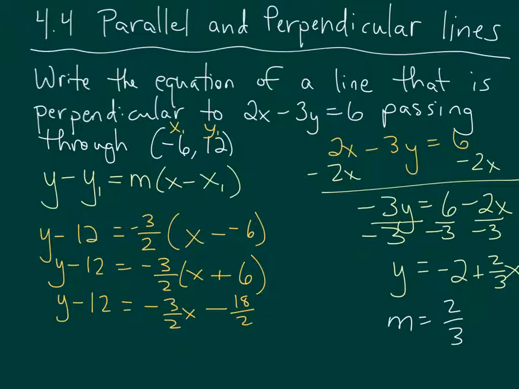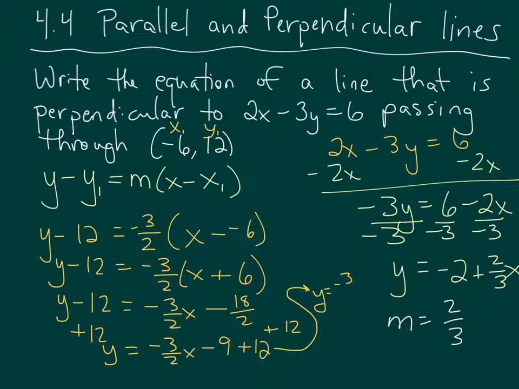And then I'm going to add 12 to both sides. So I end up with y equals negative 3 over 2x. By the way, that's minus 9 plus 12. So I end up with y equals negative 3 over 2x plus 3. That is my final equation. That is perpendicular to the line that passes through this point, perpendicular to this line.